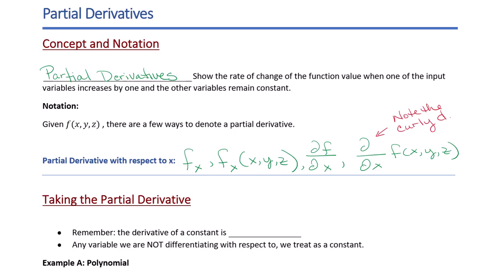Now, when we're taking the partial derivative, remember that the derivative of a constant is 0. Any variable we are not differentiating with respect to, we treat as a constant. You might want to highlight this. This is a key part that tends to mess people up. Any variable we are not differentiating with respect to, we treat as a constant. So that means their derivative is going to be 0.